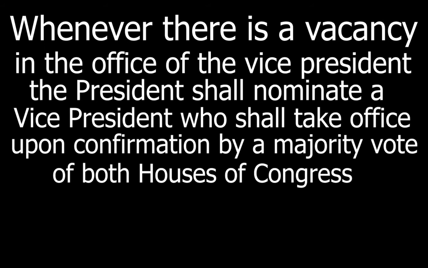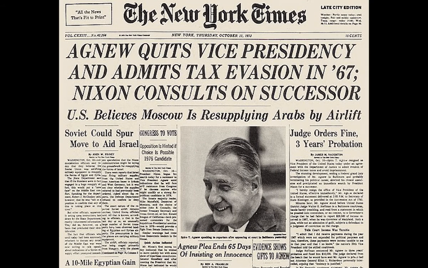Whenever there is a vacancy in the office of the Vice President, the President shall nominate a Vice President who shall take office upon confirmation by a majority vote of both houses of Congress. This section of the amendment actually came into play during the Nixon presidency when his Vice President Spiro Agnew quit because of scandal and tax evasion.